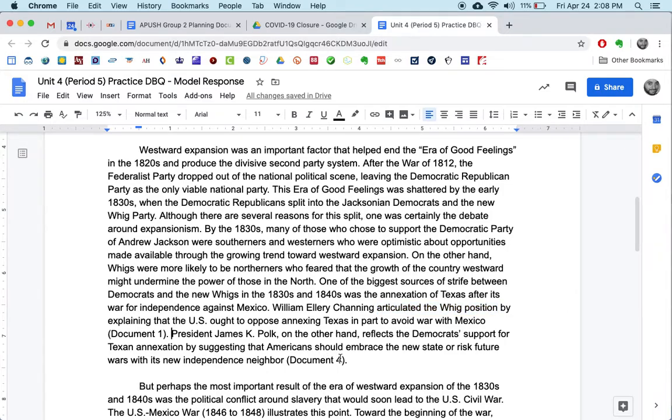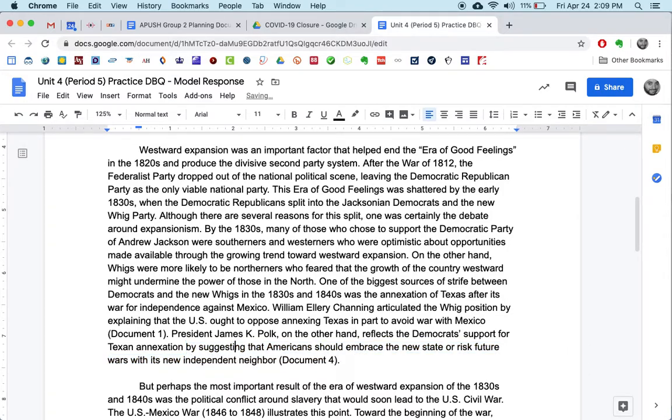The second document I use is James K. Polk's. James K. Polk, on the other hand, reflects the Democrat support for Texas annexation. So again, what I've done there is connect the document to the birth of a new party system, the Democrats and the Whigs. And then here I describe it a little bit by suggesting that Americans should embrace the new state or risk future wars with its new independent neighbor.